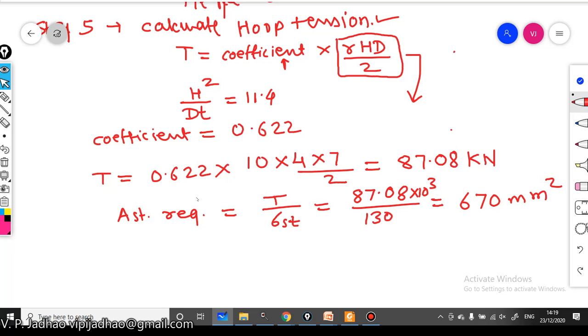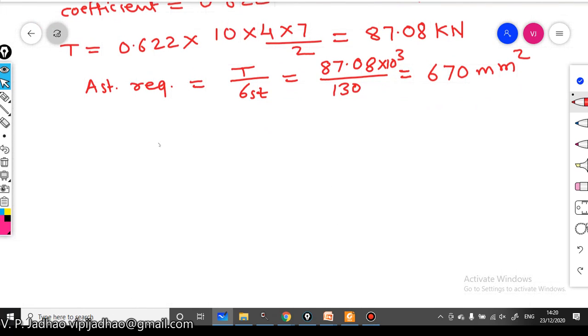670 mm square. And we have to check whether this value of AST required is more than AST minimum. Therefore we have to again calculate AST minimum. We know the value of AST minimum given in requirements of water tank in IS 3370 part 2, that minimum AST shall be 0.35% of area of surface zone. So AST minimum is equal to 0.35% of area of surface zone.